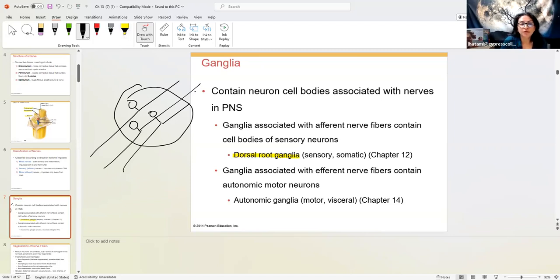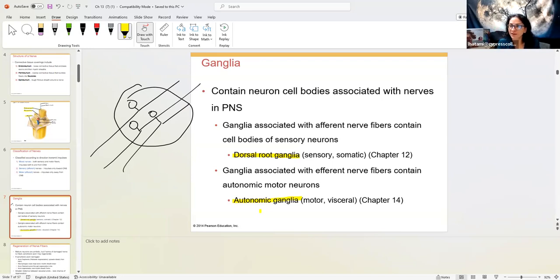And then we also have ganglia related to the autonomic nervous system, called autonomic ganglia, in which the cell bodies of neurons are motor neurons, which means we have multipolar neurons.